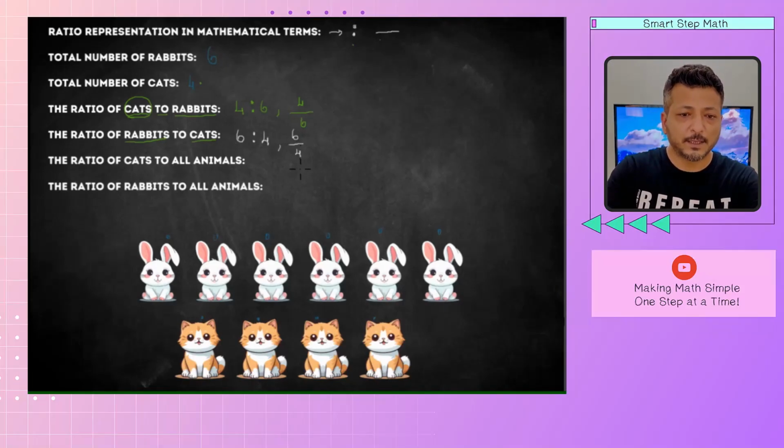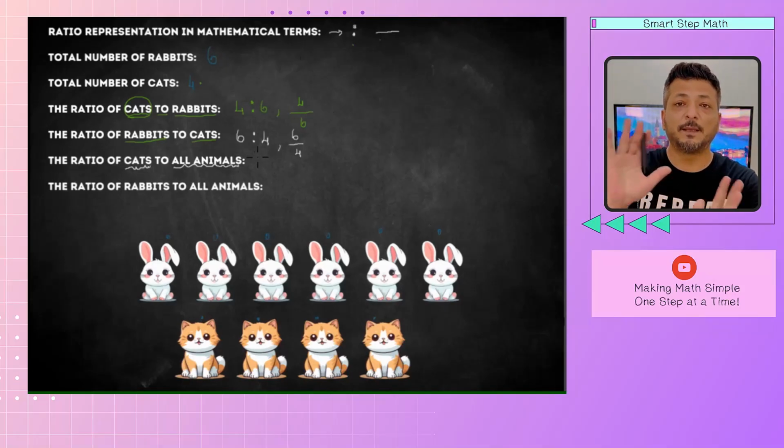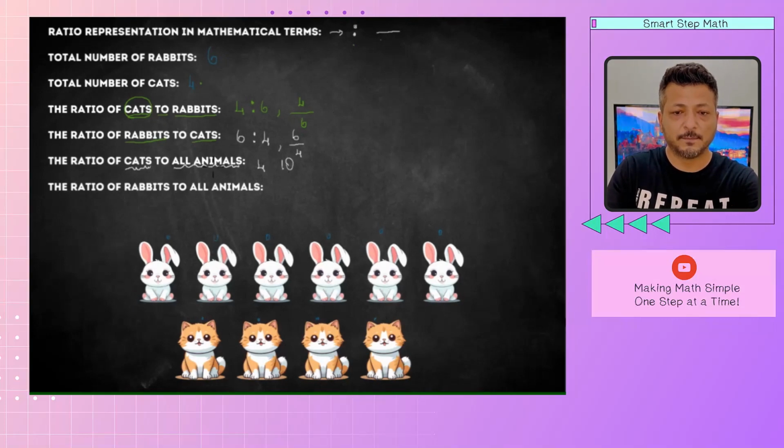So, what is our other expression? The cats. The ratio to all animals. I am looking to see how many cats you have. 4 of them. So, how many animals do we have in total? I mean, the total of rabbits and cats is important here. It's 10, right? 6 plus 4. 10 animals. When it is said that this is the ratio of cats to all animals, it can actually be shown as 4 divided by 10. You can also show the same thing in this way.